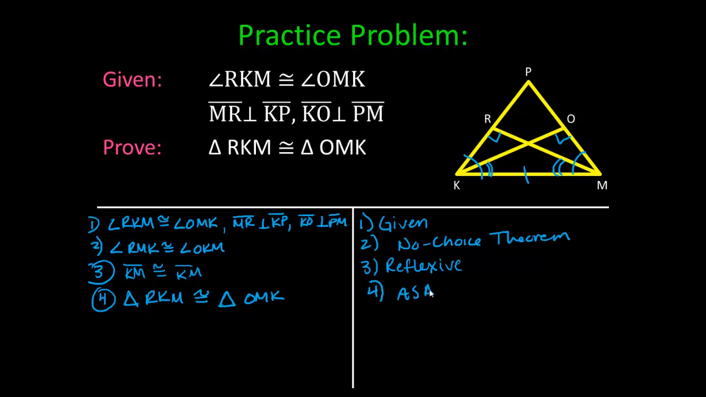The other thing you could have done is just skipped this part here. You could have skipped this, said that, and now you would have had two angles congruent in each one, and then a non-included side. So that would have been angle-angle-side. So that's a way that you could use both theorems to prove this.